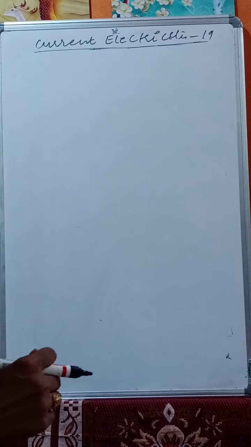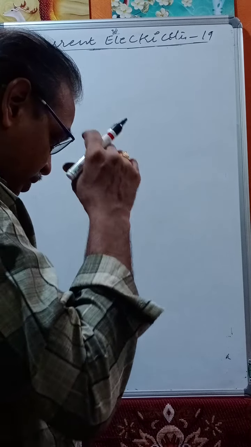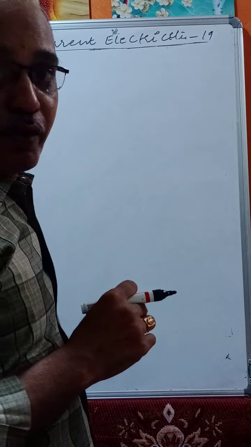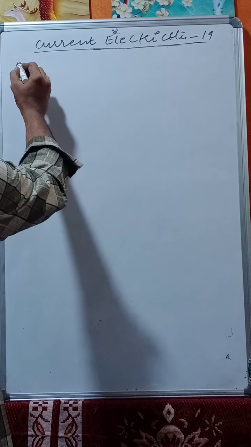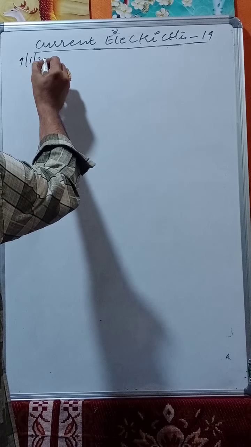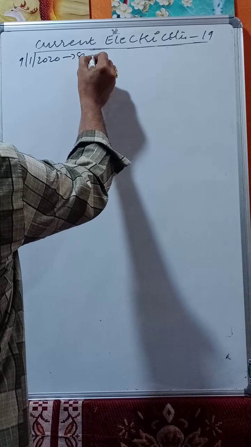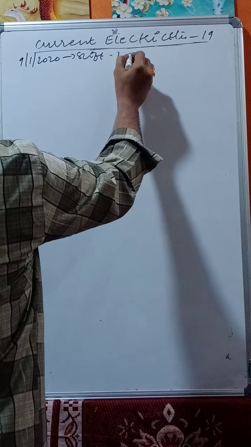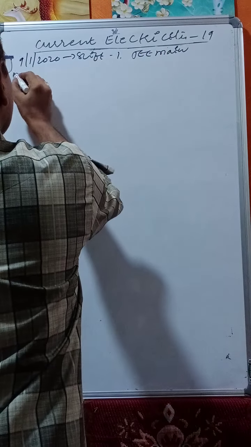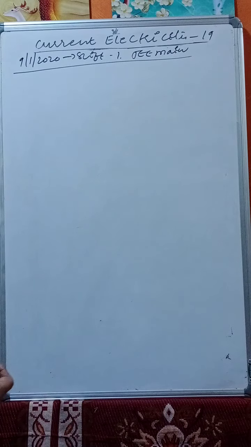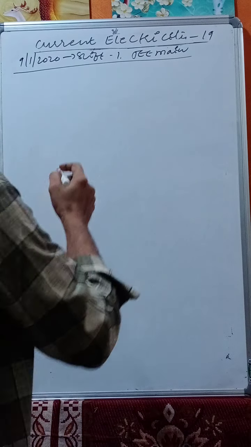In class 18, we discussed two models given in 8-1-2020, shift 1 and shift 2. Now, let's discuss another model given in 9-1-2020, shift 1, JEE Main, another problem. The question is: find the current in the wire BC.